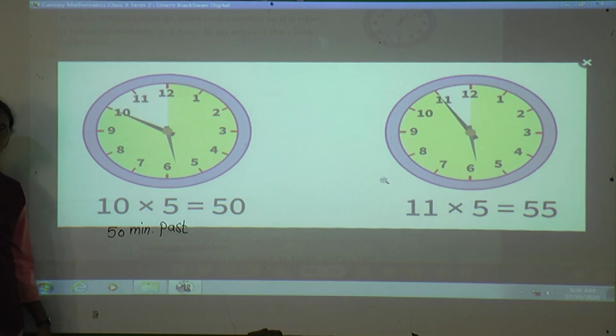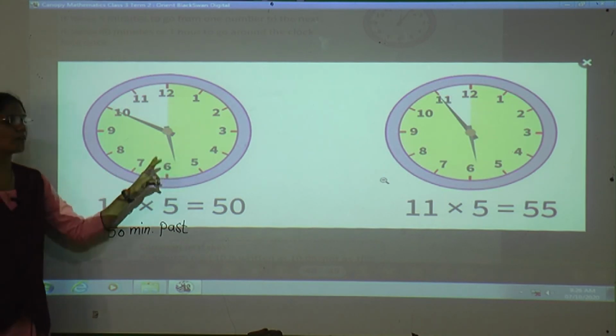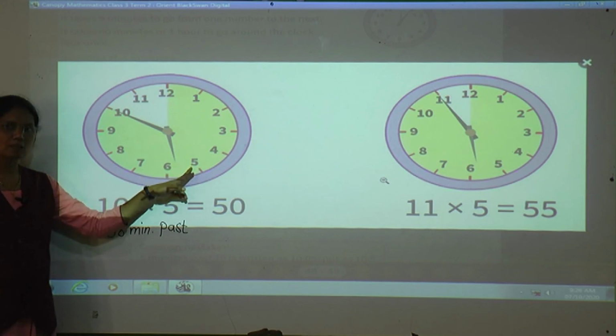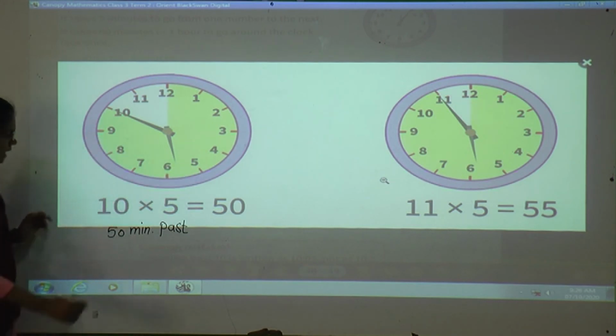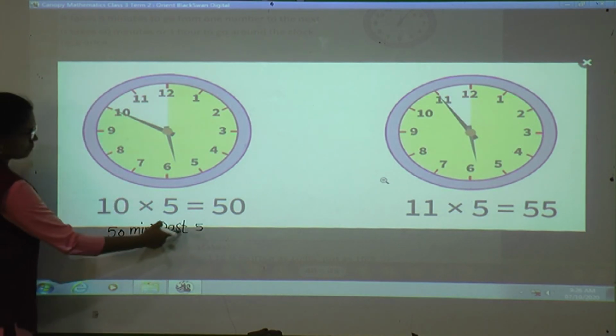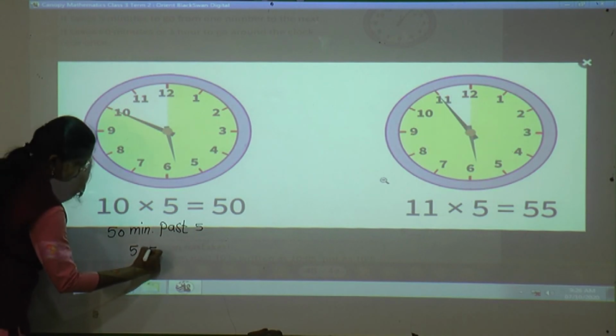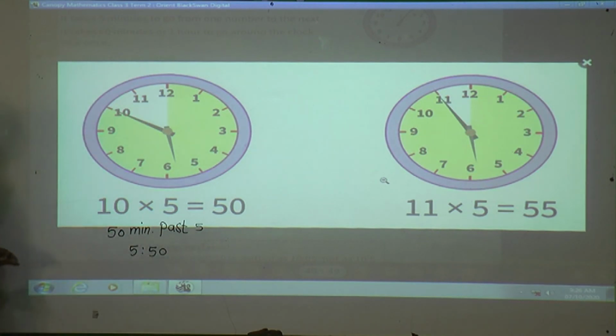Now you have to see where is the hour hand. Just it has crossed 5 number. It is not on 6. It is in between 5 and 6. Which number has it crossed? 5. So we will write 5 here only. 50 minutes past 5 means 5:50. Okay.